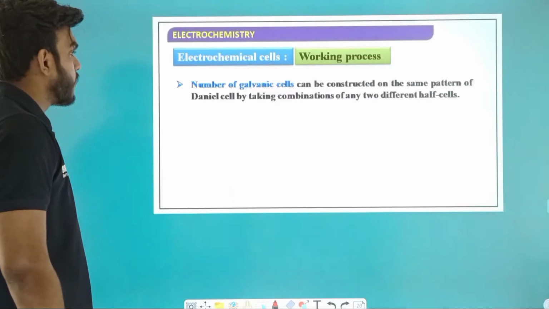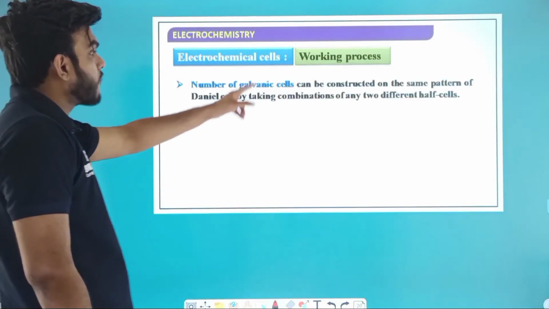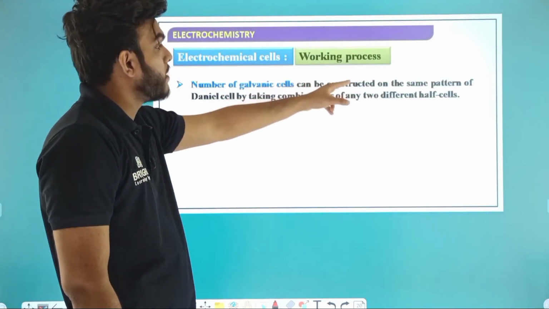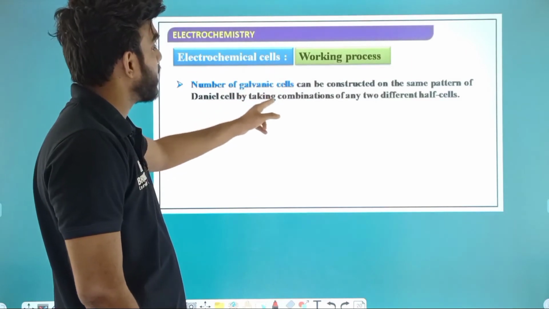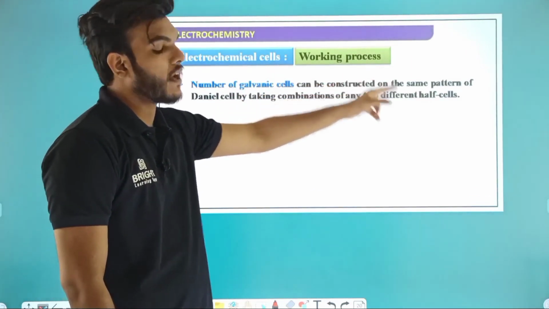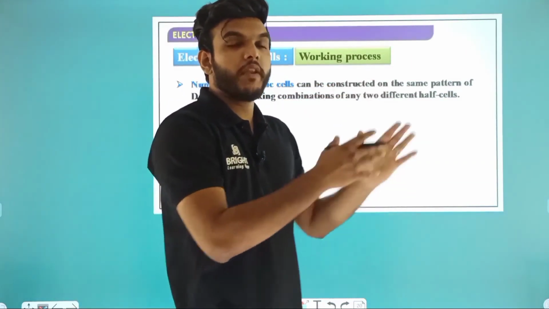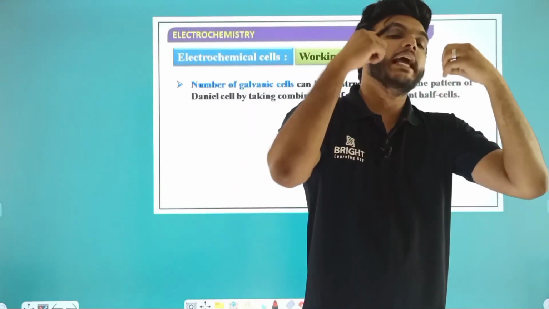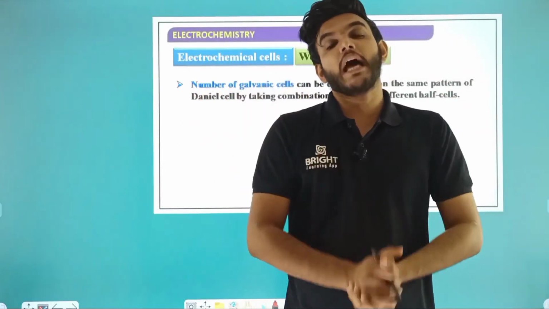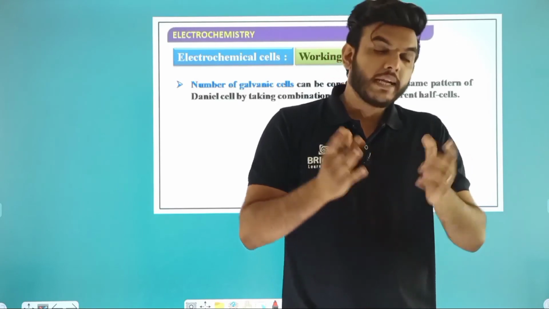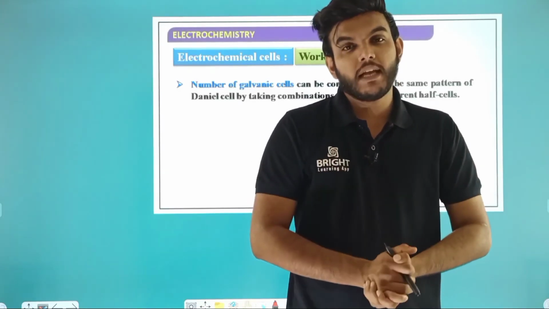So when we are moving further, a number of galvanic cells can be constructed on the same pattern of the Daniell cell by taking a combination of any two different half cells. Here we are considering zinc and copper. You can take any other elements and you can make the galvanic cell.